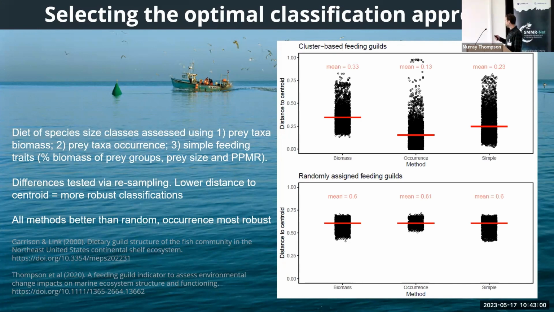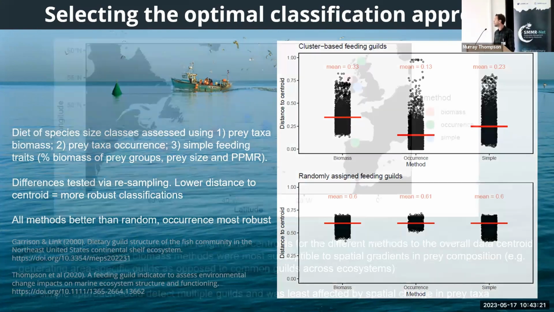And the lower values here show the most robust approach to classifying feeding guilds. So they all perform better than random, down here, but the occurrence method seems to be the most robust. So that was useful information, but there was another key property we wanted.